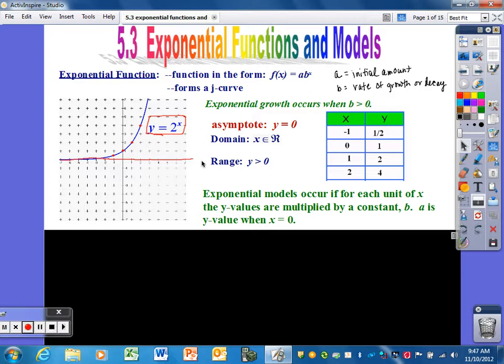When I use this parent function of y equals 2 to the x, I pick values. When I put negative 1 in there, I get 1/2. When I put 0 in for x, I get 1. When I put 2 in for x, I get 4. When I put 1 in for x, I get 2. So I just plotted those points, negative 1, 1/2, 0, 1, 1, 2, and 2, 4, and drew my J-curve through it.